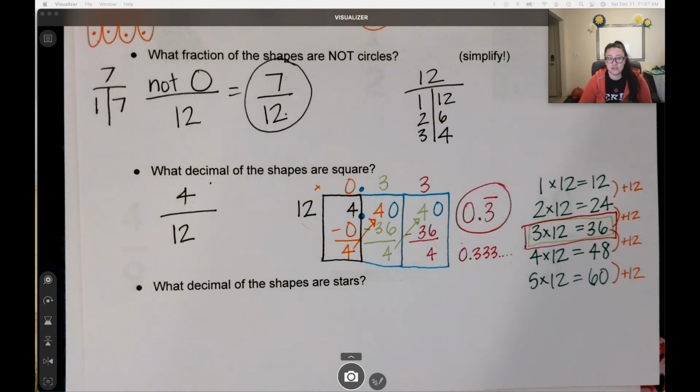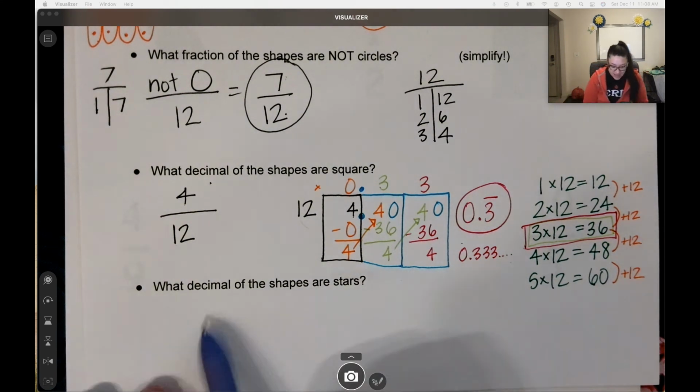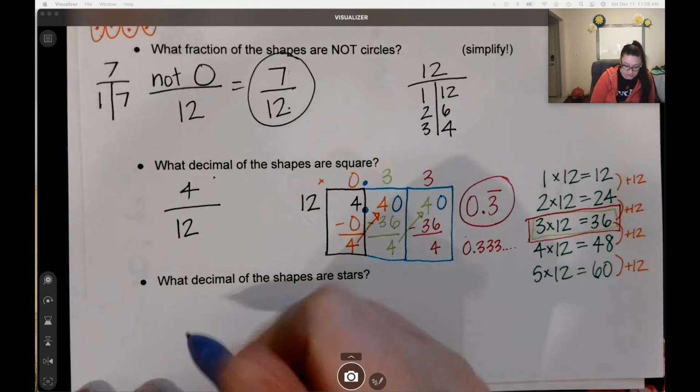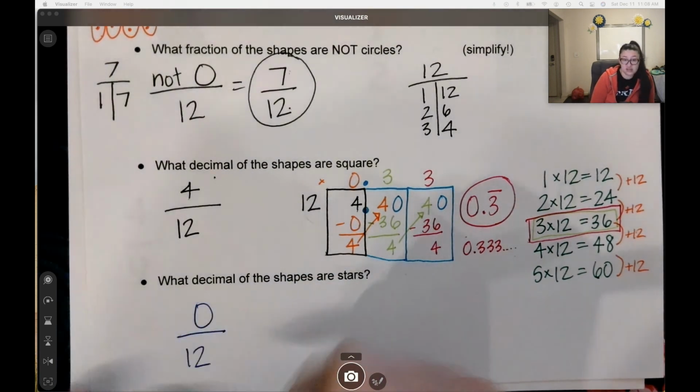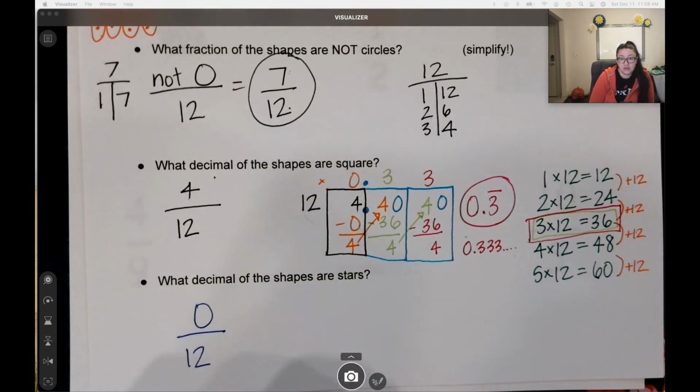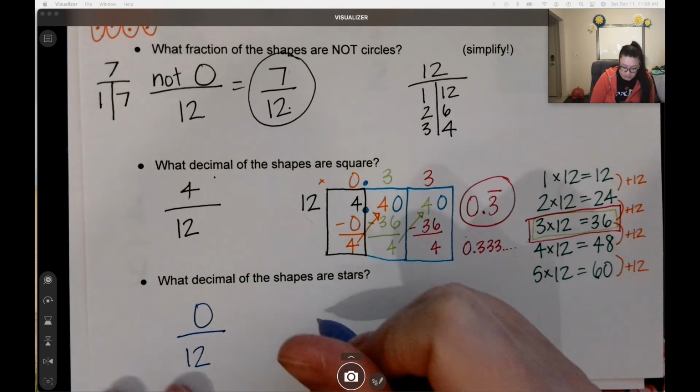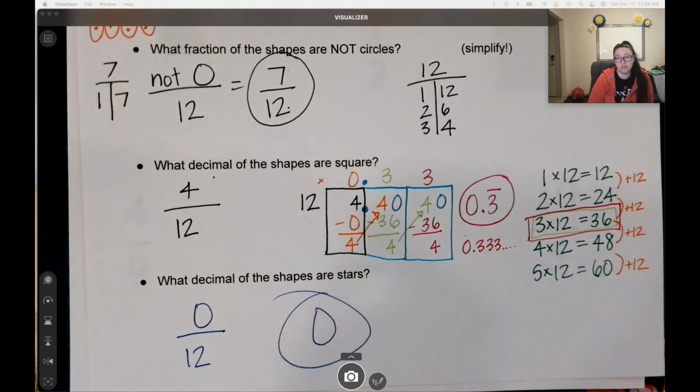What decimal of the shapes are stars? I was trying to be tricky with this, and I'm not going to lie. How many of our shapes are stars? We don't have any stars. 0 out of 12. What would 0 out of 12 be as a decimal? 0. Nothing too crazy there. Just trying to see if we can put that together.